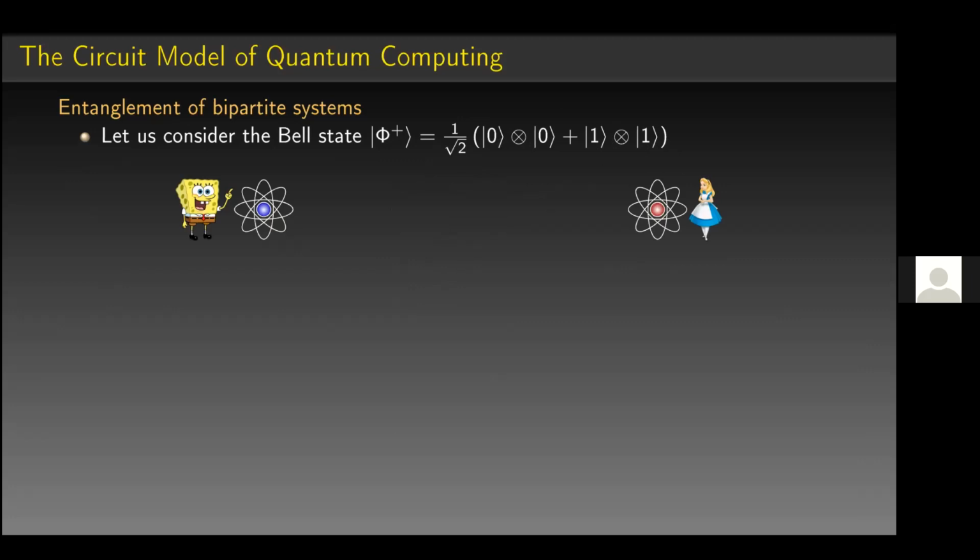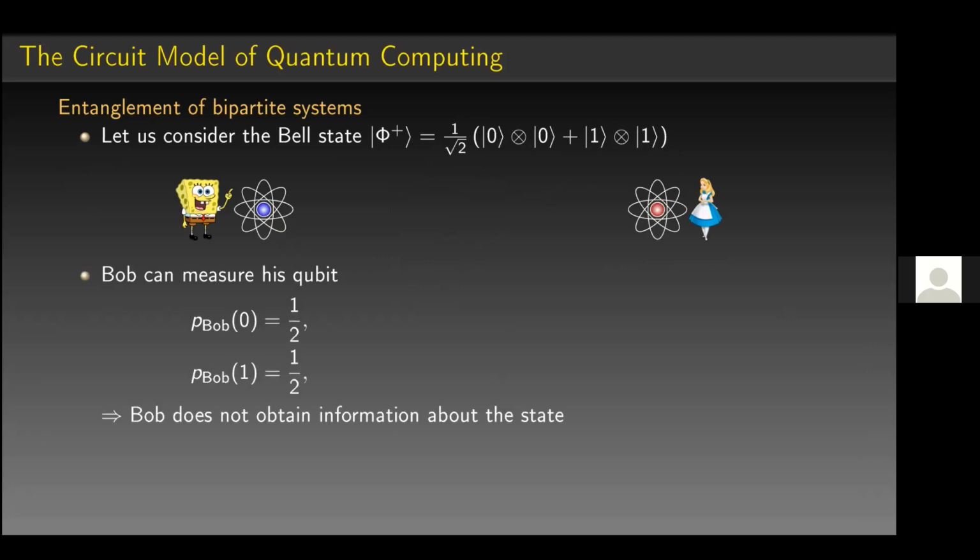So what would happen now in this entangled state if Bob starts measuring his qubit? From what we've just learned, if Bob measures his qubit, he would get the 0 outcome with probability 1/2, or the 1 outcome with probability 1/2. So basically for Bob, it just looks random. With 50%, he gets 0, with another 50%, he gets the 1 outcome.